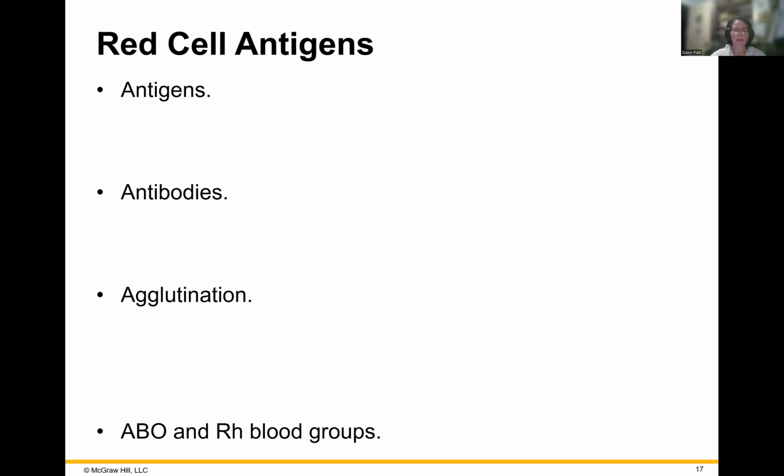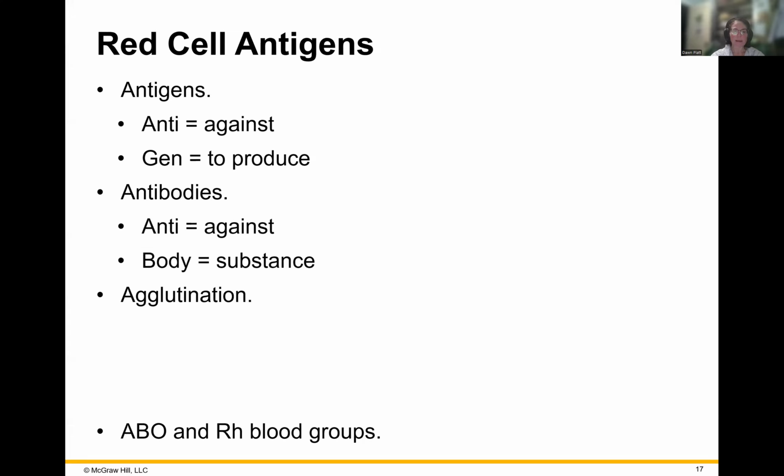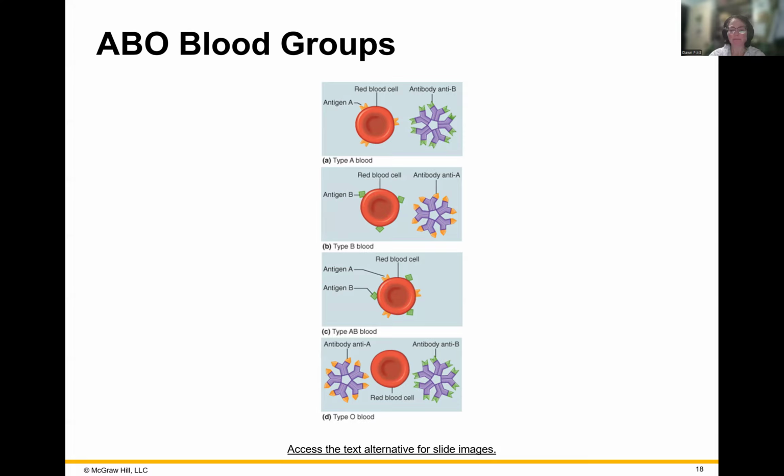So now we are into the antigens, blood group. We have red cell antigens. So let's just take a look at the breakdown. We have antigens, we have antibodies, agglutination, and then we have our ABO and RH blood groups. You guys can read up on that. I don't really need you to know anything that has to do with what blood type you are. But here is a little picture that shows you the differences of your antigens.